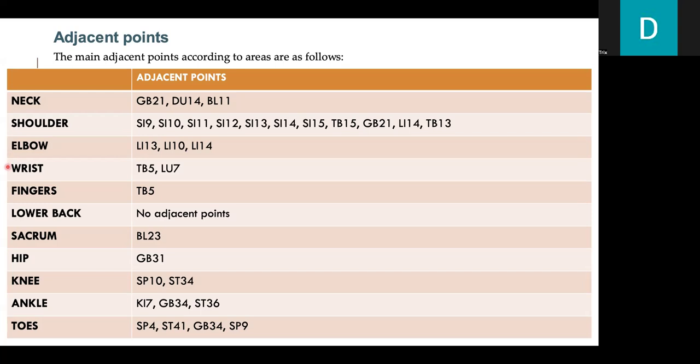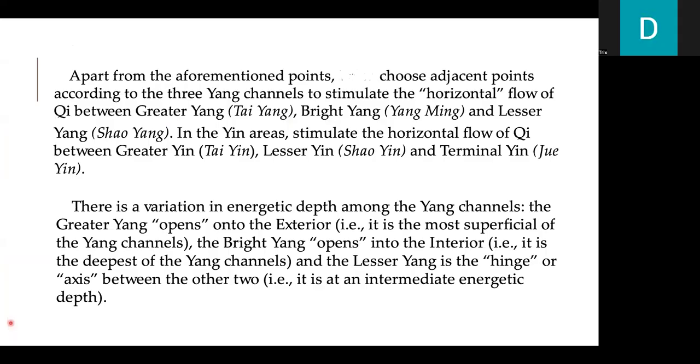For wrist, we use triple burner 5 and lung 7. For fingers, we use triple burner 5. For lower back, there are no adjacent points. For the sacrum, we use bladder 23. For hip, we use GB31. For knee, we use spleen 10 and stomach 34. For ankle, we use kidney 7, GB34, and stomach 36. For toes, we use spleen 4, stomach 41, GB34, and spleen 9.